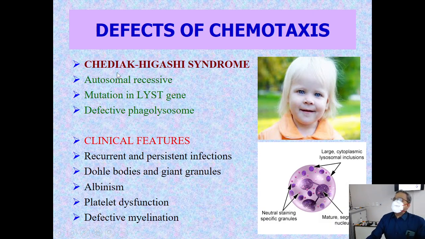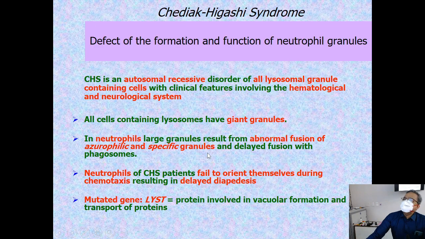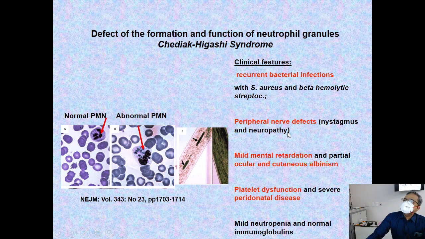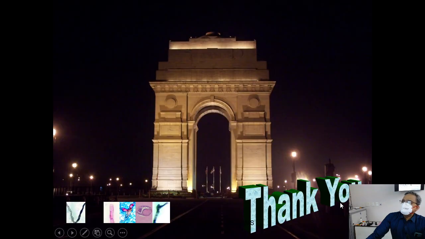Then you have Chediak-Higashi syndrome, which is an autosomal recessive genetic defect in which phagolysosomes are not formed. And so you get recurrent persistent infections, albinism, platelet dysfunction, and you get giant lysosomal inclusions. So the lysosomes in the neutrophil are huge. If you look at a peripheral smear, you find neutrophils which have very big granules, giant granules. So that's it about the inflammation.